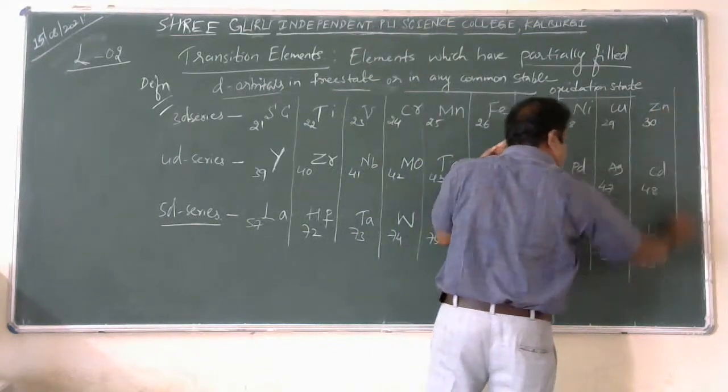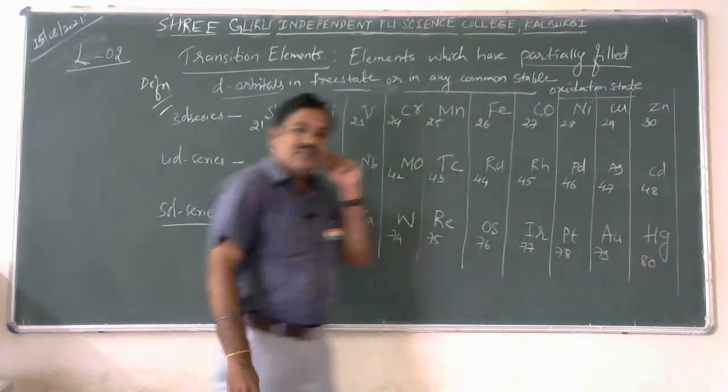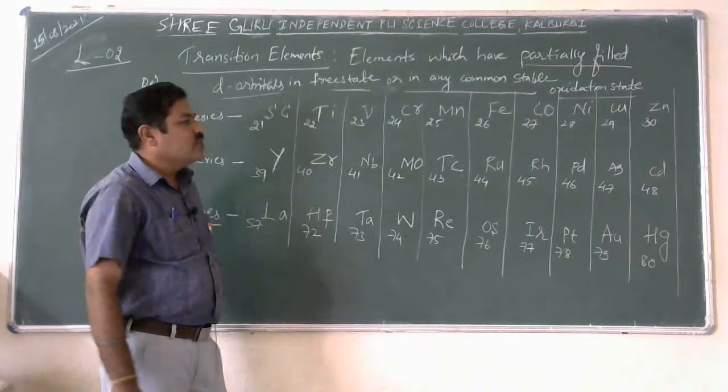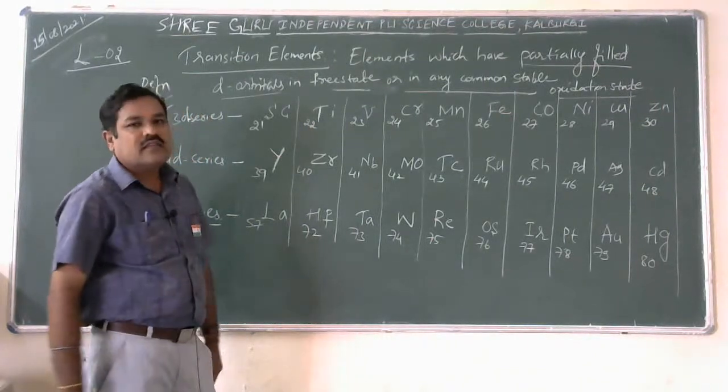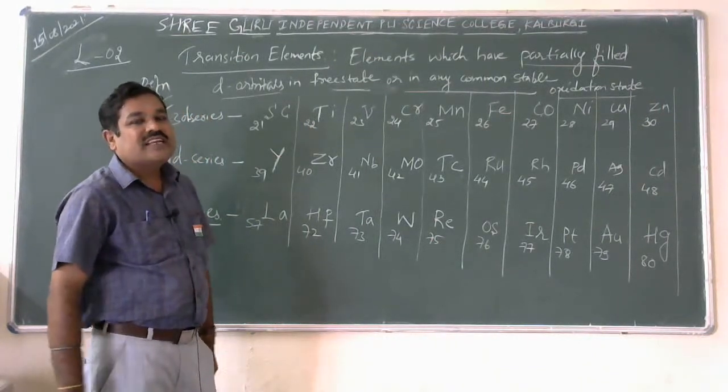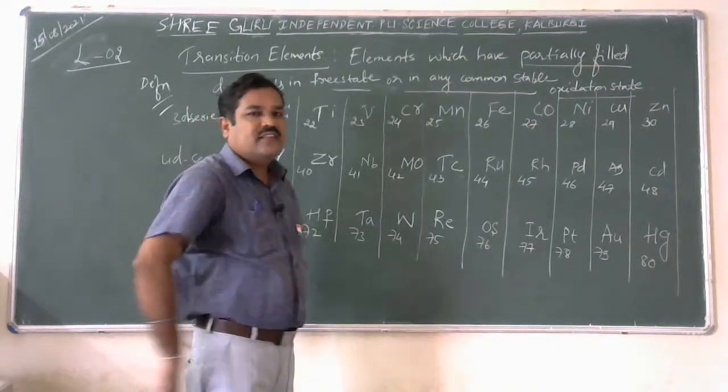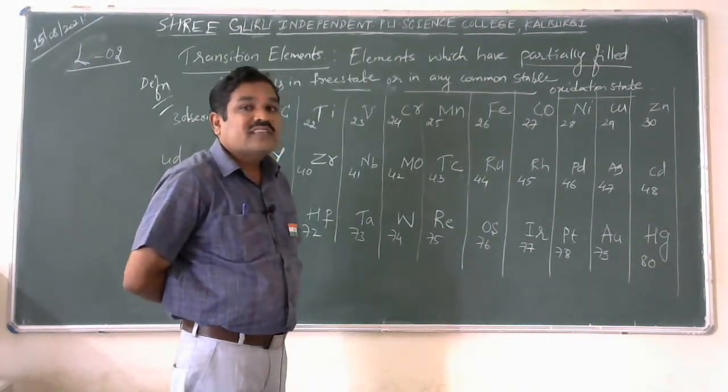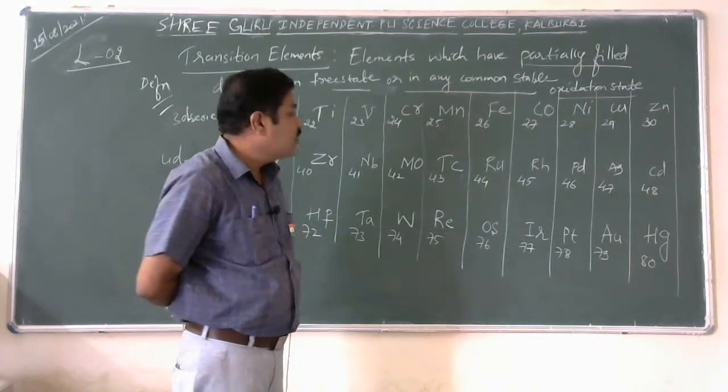And lastly, zinc, cadmium, mercury. Like this, students, I already told you, zinc, cadmium, mercury, they are completely filled. 3D10, 4D10, 5D10. That's why they are called as what? Pseudo transition elements. Remember. Okay.